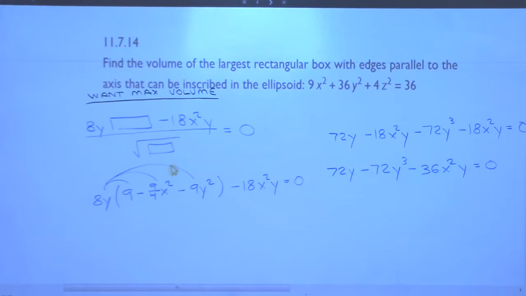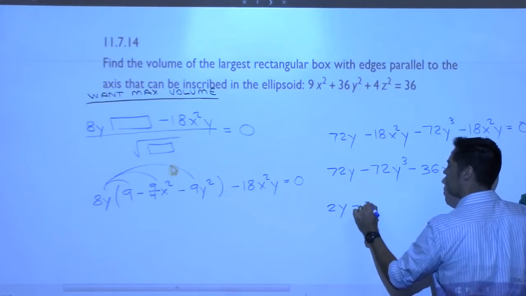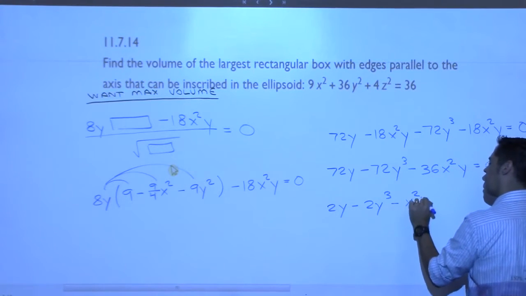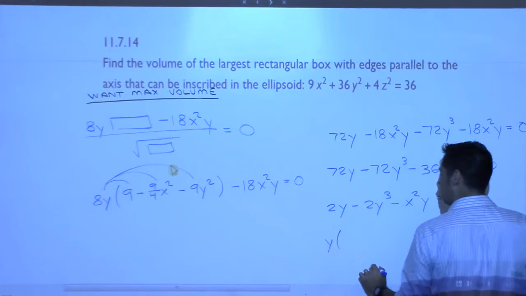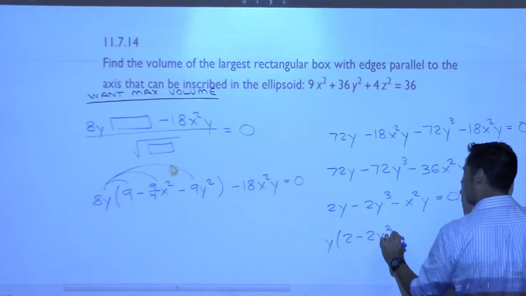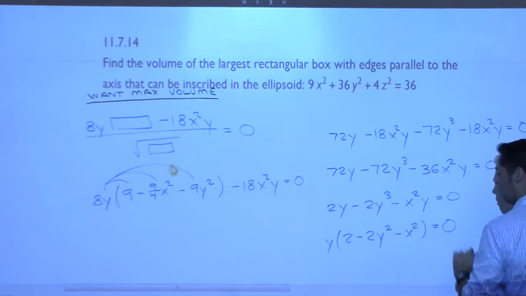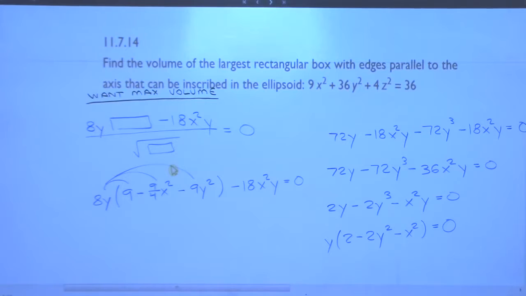Divide by what? 36 is a factor of all those. Y'all want to do that first? So 2y minus 2y cubed minus x squared y equals 0. Pull a y out. Then I'm left with a 2 minus 2y squared minus x squared equals 0. My goodness. So y equals 0 is an answer. All right, y equals 0 is one possibility.